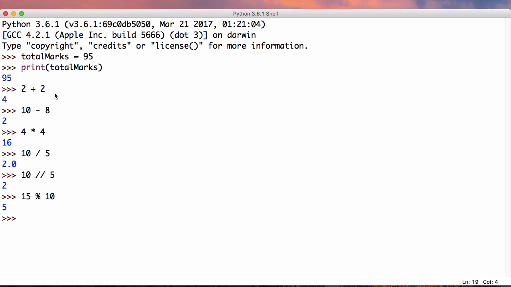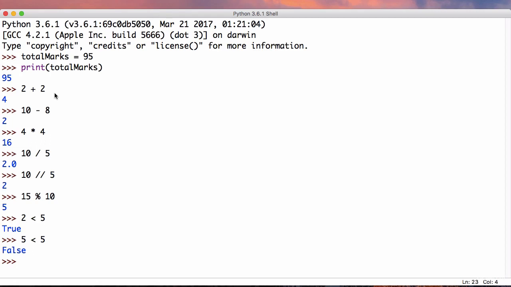For example, if I say 2 is less than 5, it is true, since 2 is less than 5. What if I say 5 is less than 5? Now 5 is equal to 5, so this should return false. Now the next operator is the less than or equal to operator.